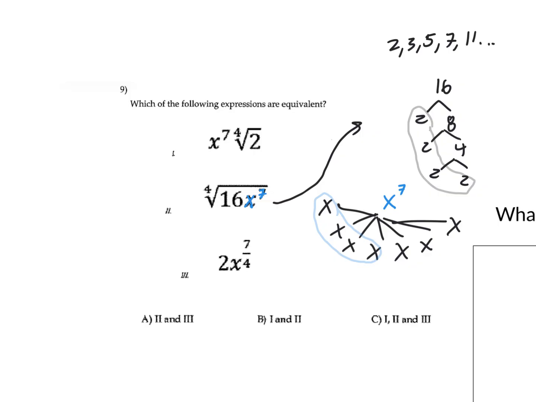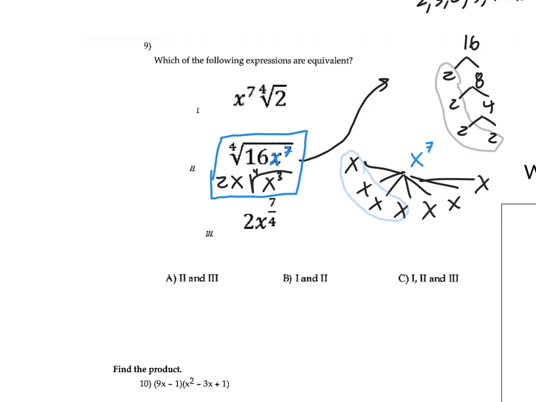So let's process the number. 2 gets out and nothing is left in there. And let's process the x to the 7. One of these x's gets out. And then there are going to be 3 x's multiplied to each other left under the radical symbol. Okay, so hopefully that makes sense. Okay, so when they say Roman numeral 2 is this, what they really mean is that it's this. Okay, so these are the same.